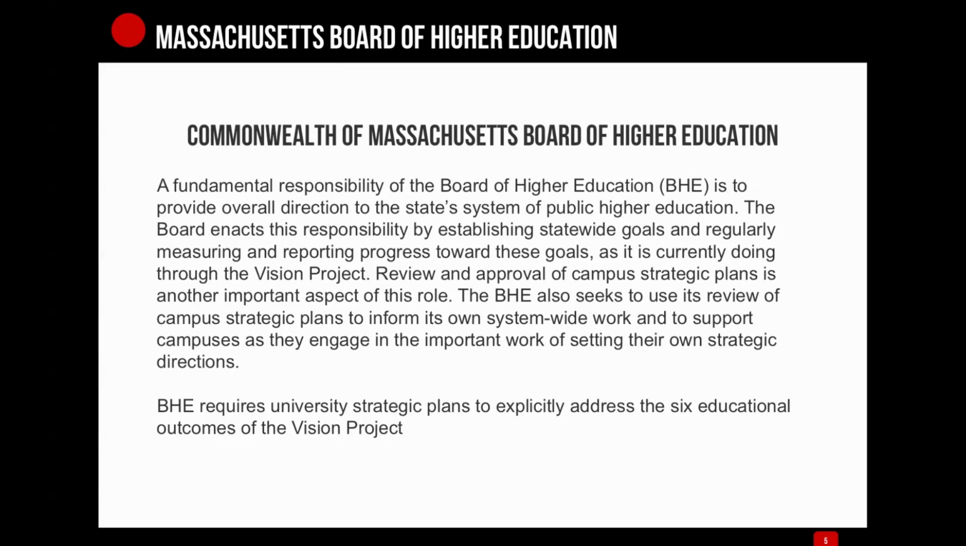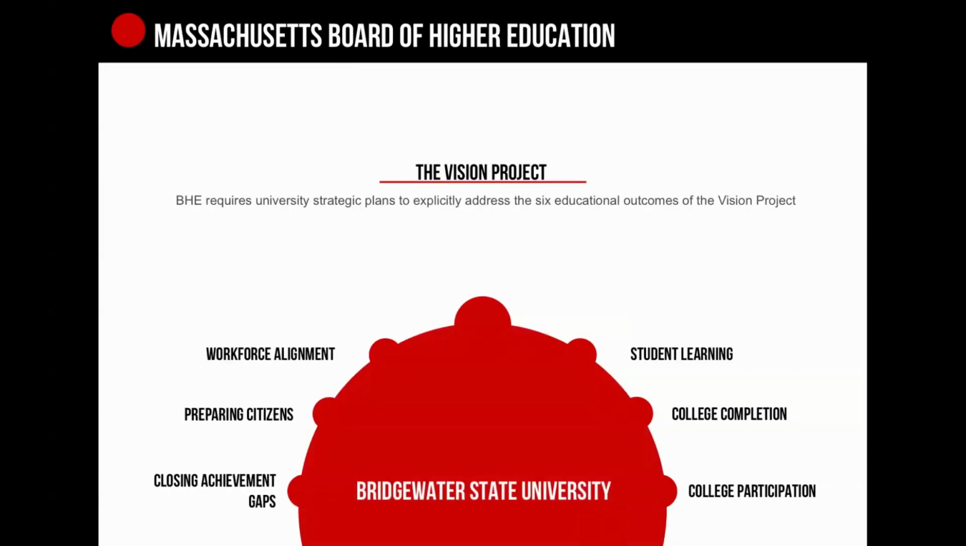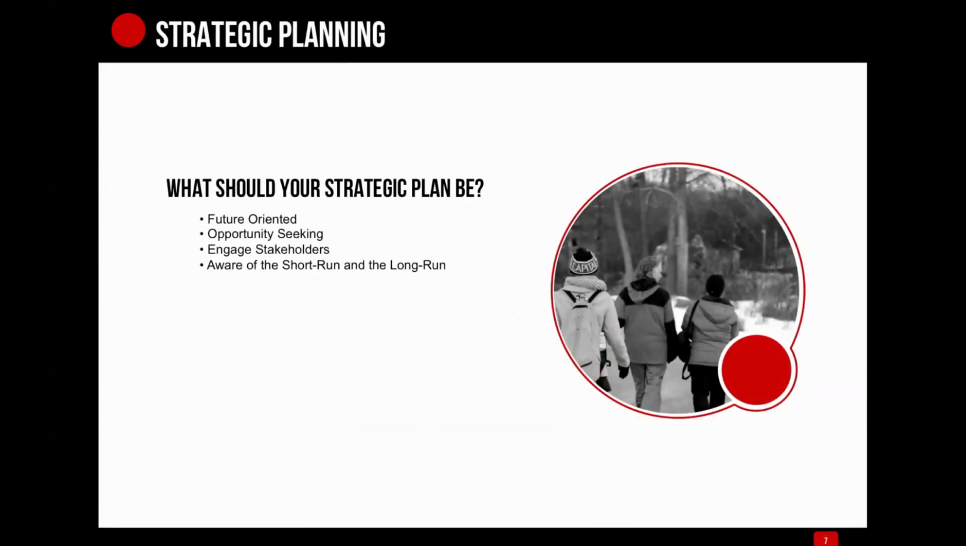First of all, they've asked us to review 6 different guiding principles in the plan, and those are workforce alignment, preparing citizens, closing achievement gaps, student learning, college completion, and college participation. In other slides, you'll see more discussion on each of these, but all of these will be integrated into our strategic planning process, and we will be doing outcomes measures on our dashboards tied to each of these vision project goals. So let's switch a little bit from the overview to what your strategic planning process should look like.